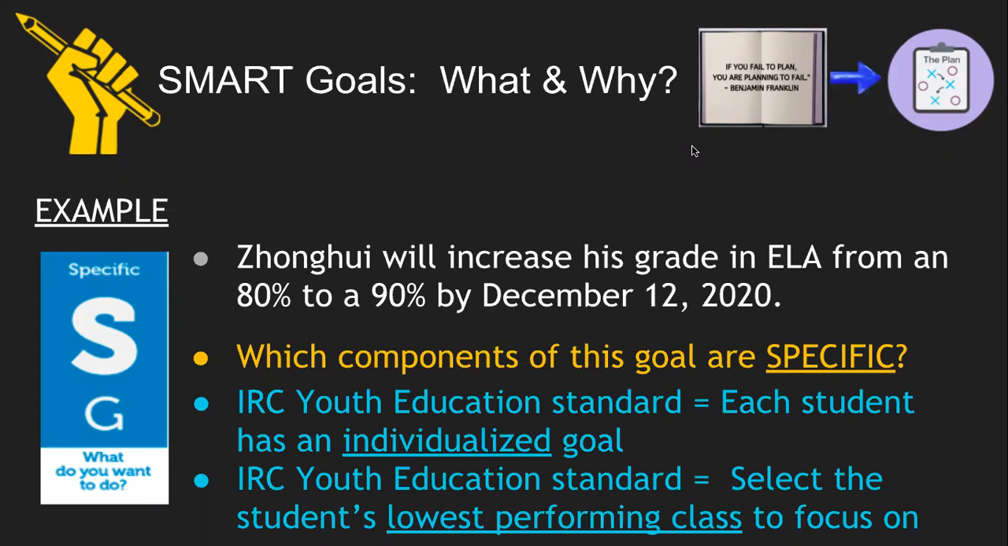Which components of this goal, for example, are S, specific? The IRC youth education standard is that each student has an individualized goal. As you can see, this goal refers to a specific student. Another way in which this goal is specific, the IRC youth education standard, is that SMART goals will select the student's lowest performing class to focus on improving their grade in. Here, you see the specific ELA class has been selected.